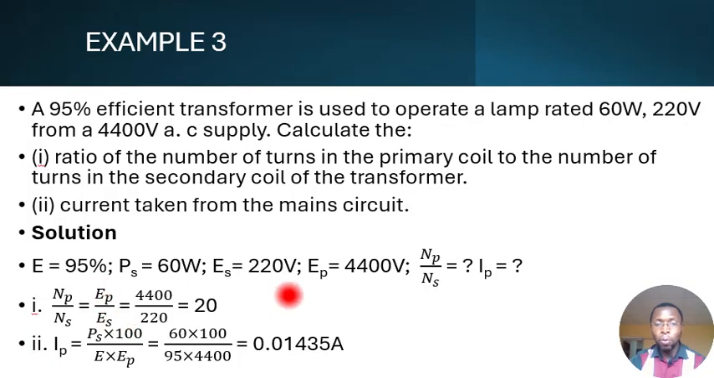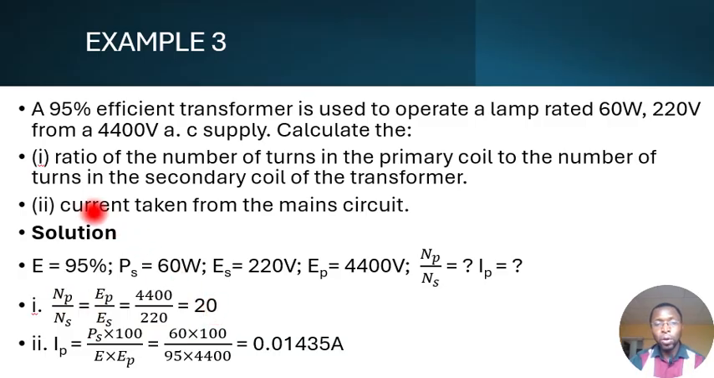Okay, now since we are made to find NP over NS, our NP over NS equals EP over ES, right? Now our EP is given, that's 4,400, and our ES is also given, 220. And when we divide these, the ratio of the two turns is 20.